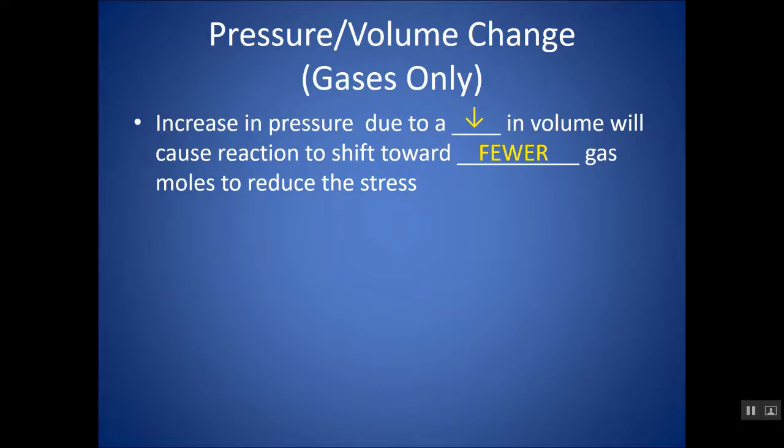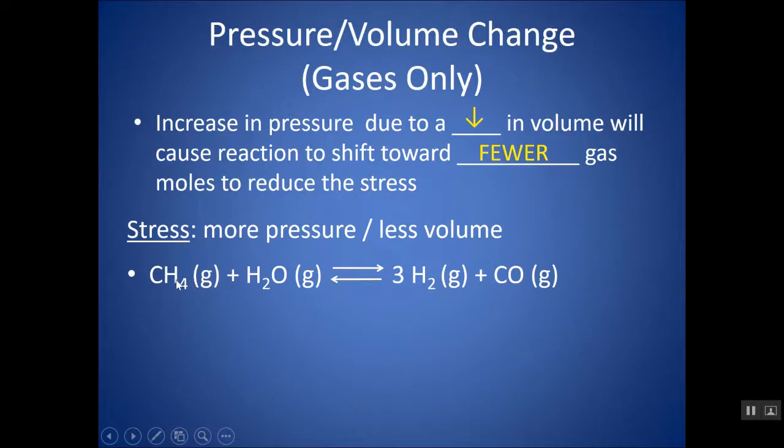So if you decrease the volume, you have less space for the gases, you're going to shift to the side of the reaction that creates less gases. Okay? So let's say I had this reaction, and I'm telling you the stress is that I have more pressure or less volume. Same thing because they're inversely proportional.